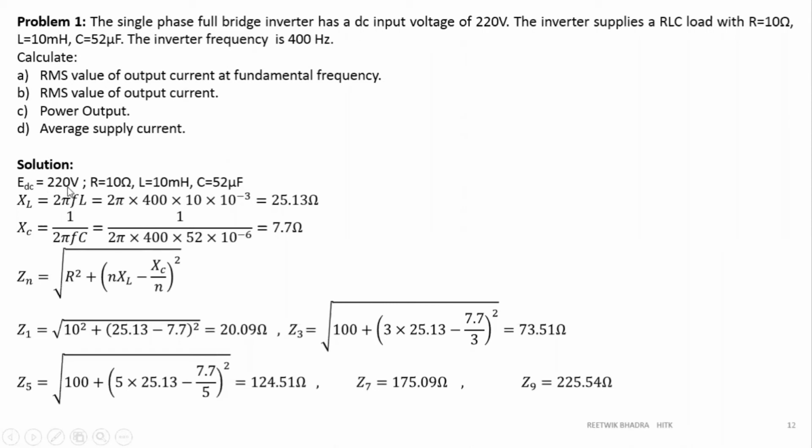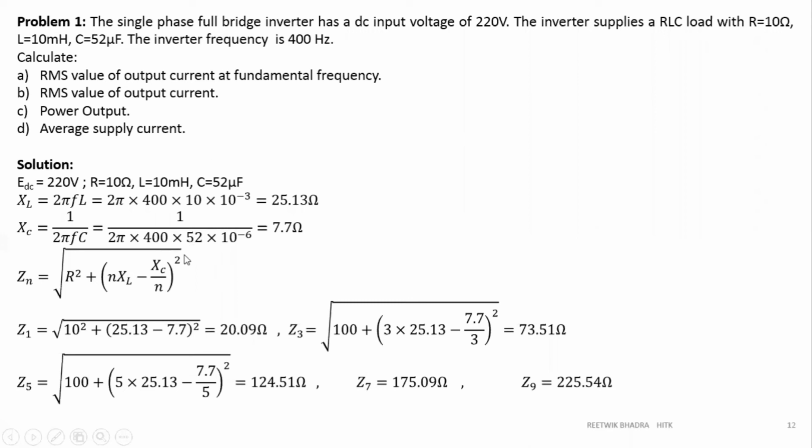First, we write our values, EDC, R, L from the question, and the inverter frequency is given as 400 Hz, so we can easily find XL and XC. XL is 2 pi FL. Substituting the values of F as 400 Hertz and L as 10 millihenry, we get 25.13 ohms. Similarly, XC is 1 by 2 pi FC, which is 1 by 2 pi into 400 into 52 into 10 to the power minus 6, equal to 7.7 ohms. So all the values accordingly we will put in.